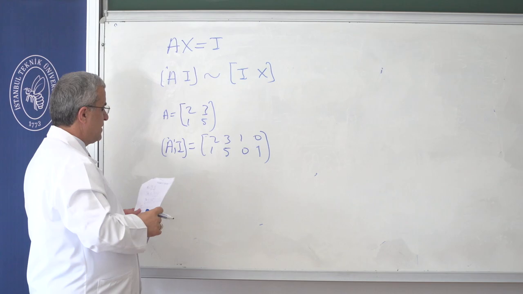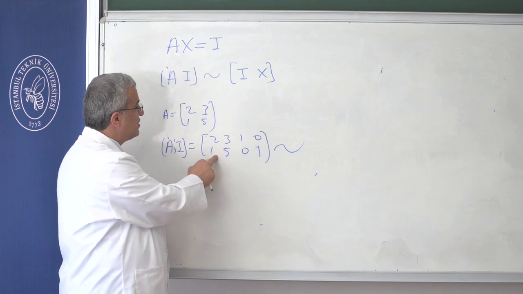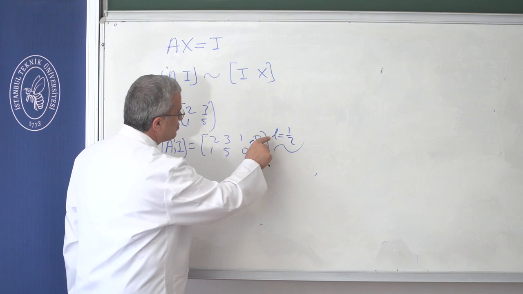Now, what is the multiplier? So what are we going to do here? We just try to make this 0, right? Knock this out. What is the multiplier here? This over this, right? So L is equal to 1 over 2. So 1 over 2 times the first row is subtracted from this one.